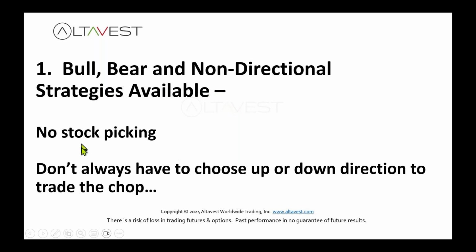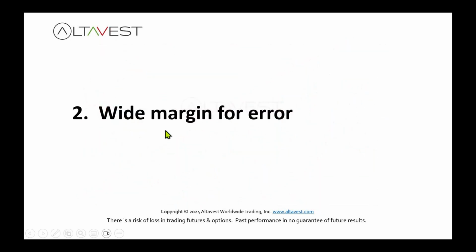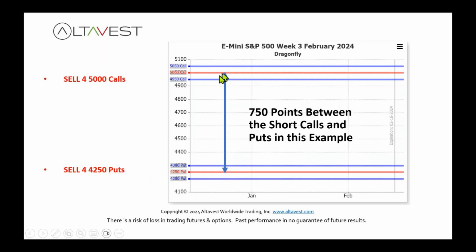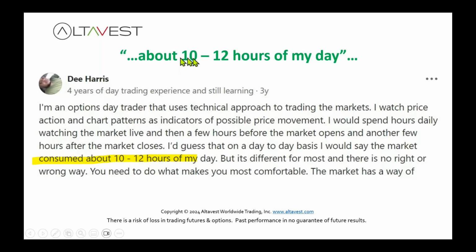You don't have to pick stocks or worry about trying to time things up and down perfectly. That's why there's a margin of error when you sell a dragonfly. We talk about that margin of error. Here's this example, 750 points between these calls and puts. And then it can save you time. Here's an example of someone spending 10 to 12 hours a day trading. I don't think a lot of us have that time.